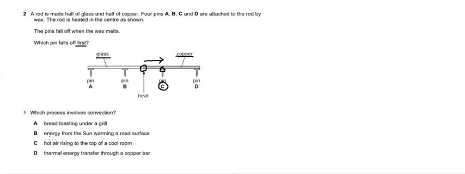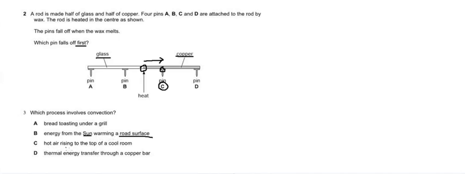The option would be the energy from the sun warming road surface. So here also see between the sun and any other road surface, any surface on the earth, we don't have any medium. There is no medium, there is a vacuum between the sun and the earth. And we know that for the process of the radiation, there is no need of any physical medium, whether it is solid, liquid, or gas. So in this process also, the warming is done with the help of the radiation.